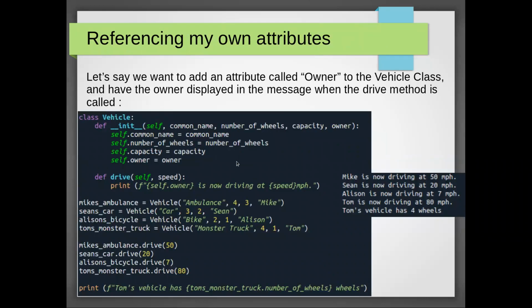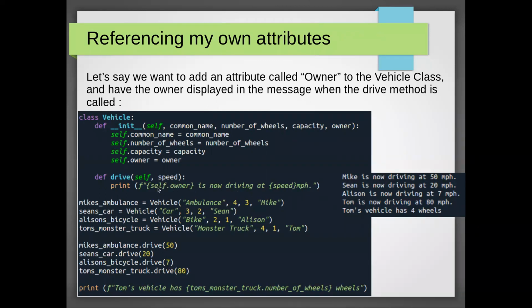So let's say that we wanted to add an attribute called owner to the vehicle class, and that we want whoever the owner is displayed in the message whenever the drive method is called. So I've added here to my constructor self.owner, and that will store the value of owner that's passed in here. So I've added that into the list of things that needs to be passed in. Now when I create a new vehicle object, I need to also pass it the owner, as well as those 3 things I passed it before. And I've changed my drive method very slightly, so that it now displays the message that the owner is now driving at whatever miles per hour.